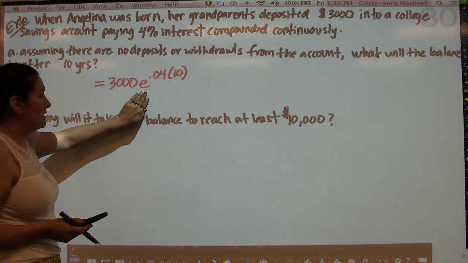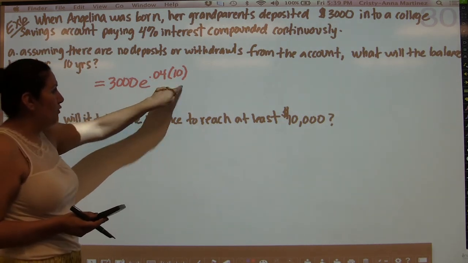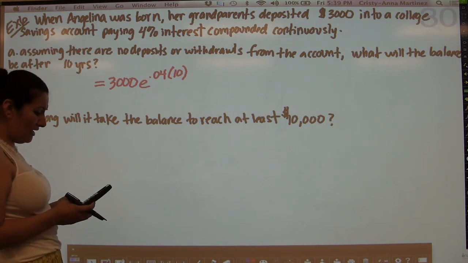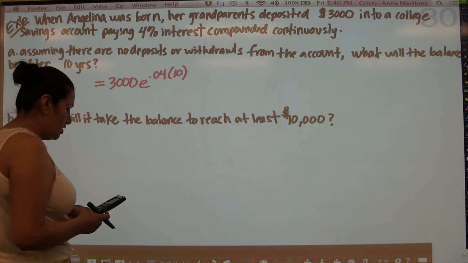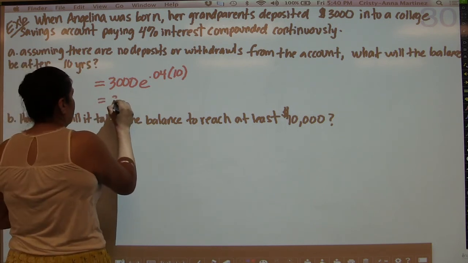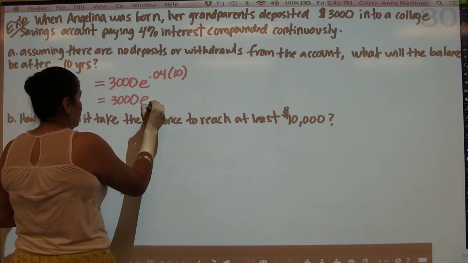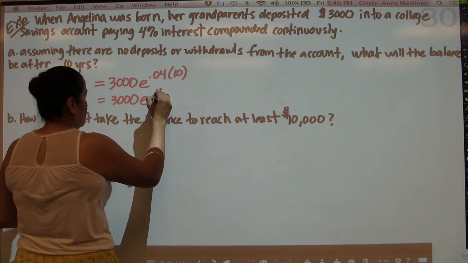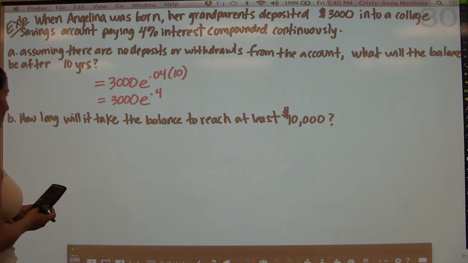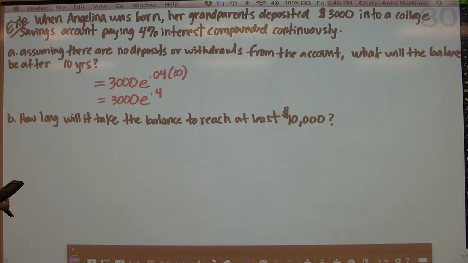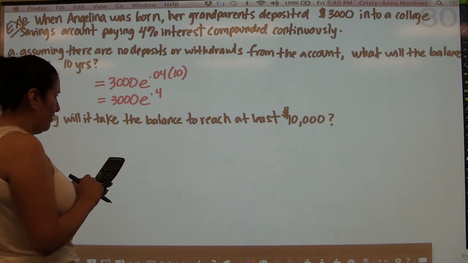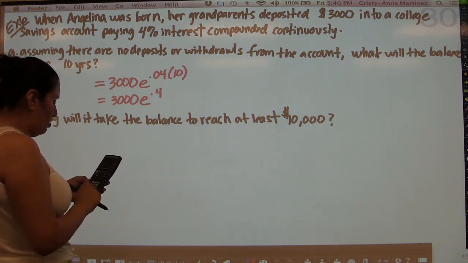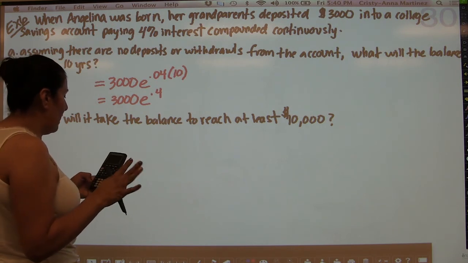What you want to do first is take 0.04 times 10, which is only going to move the decimal one place over. So you're going to now have 3,000 E to the 0.4. Again, the thing you should do first is plug in E to the 0.4 power in your calculator. I'm going to do second and ln, so that brings up the E function. Then I type in 0.4, close parentheses, and I get 1.4918.